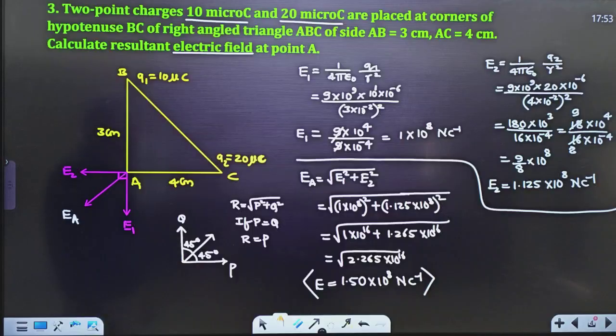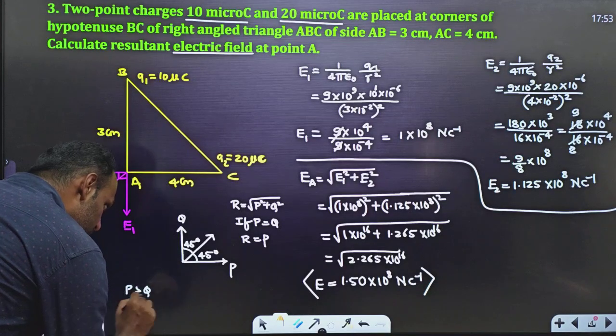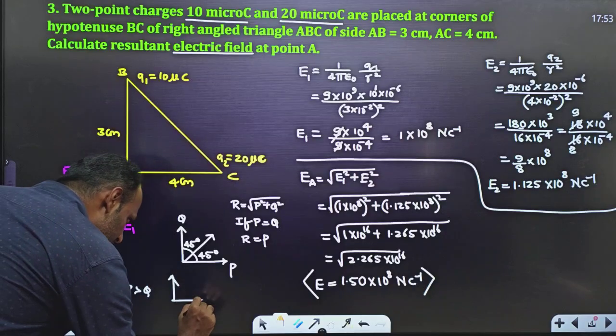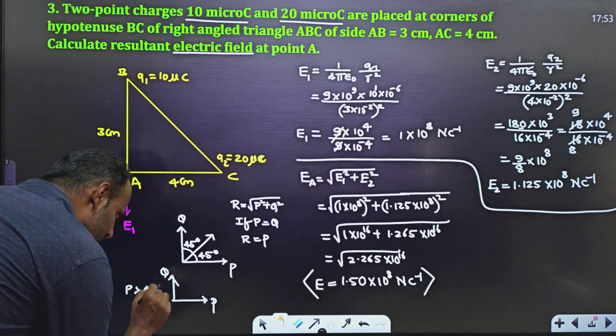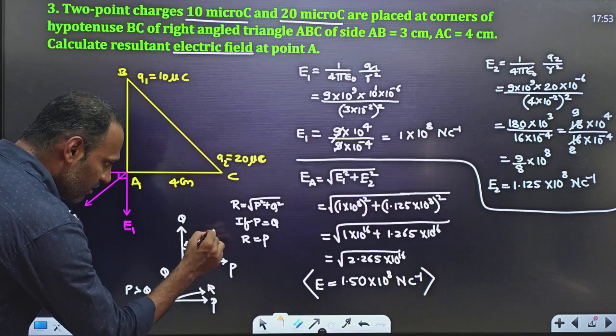But when P and Q are equal, what if P is greater than Q? If P is greater than Q, then the resultant vector will be close to P. It will be close to P, right?